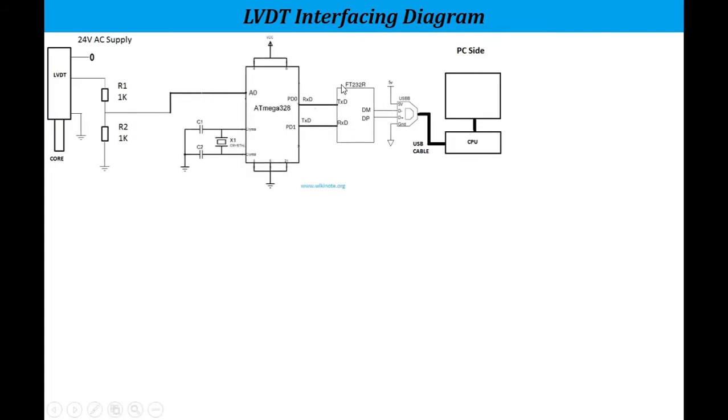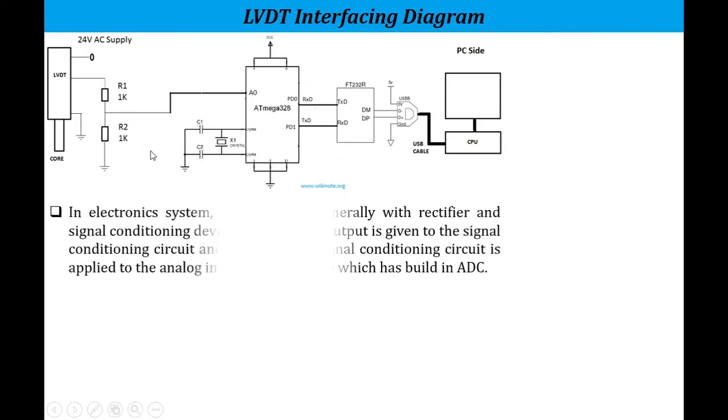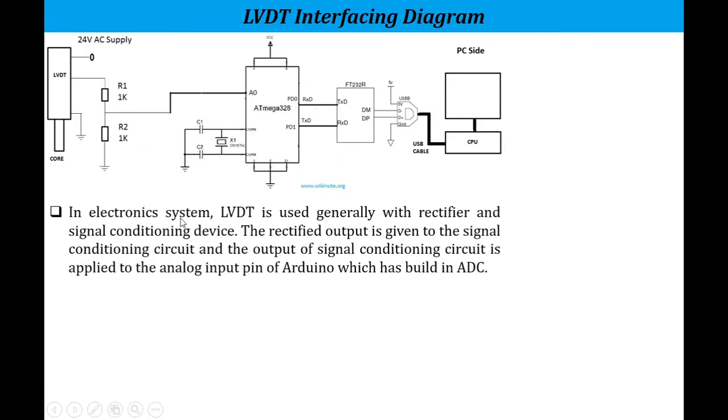Now, let's discuss the interfacing diagram of LVDT with ATmega 328P. So this is the LVDT. The supply required for its operation is a 24 volt AC supply. In an electronic system, an LVDT is generally used with a rectifier and signal conditioning devices. The rectified output is given to the signal conditioning circuit, and the output of the signal conditioning circuit can be applied to the analog input pin of an Arduino, which has a built-in ADC.